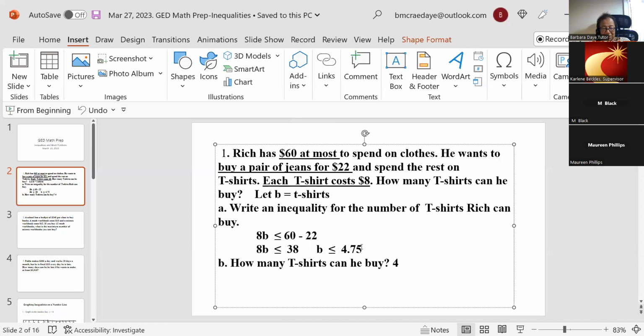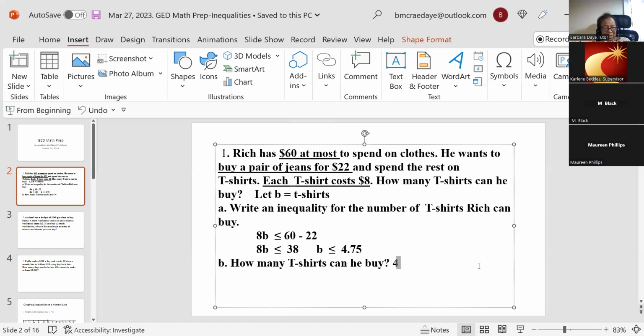4.75. So that tells you you can buy 4 t-shirts because you can't buy a fraction of a t-shirt, right? You were asking another time about when you round up or round down. See, this you have to round down because you can't buy a fraction of a t-shirt. Either buy a whole t-shirt or you don't buy a t-shirt.